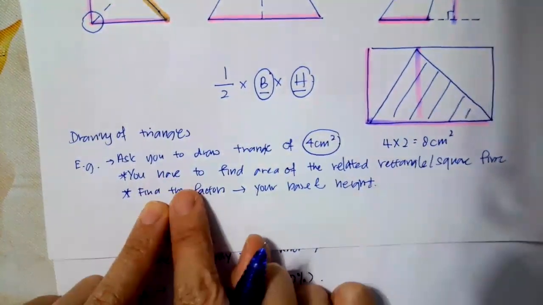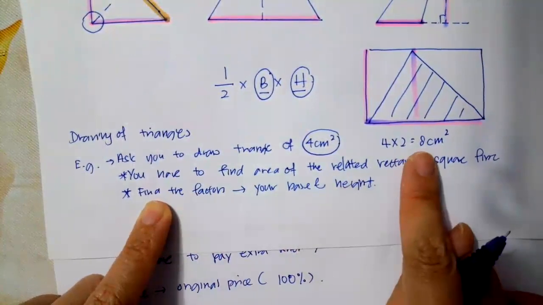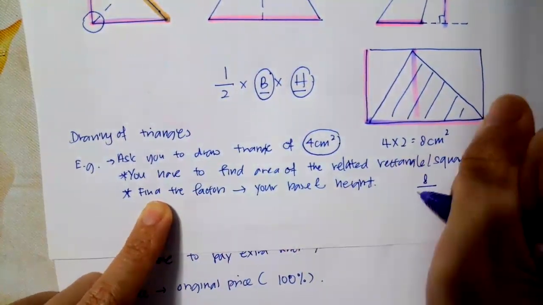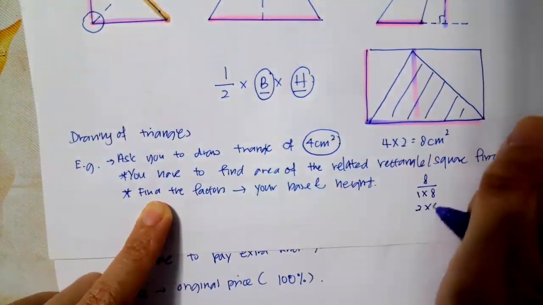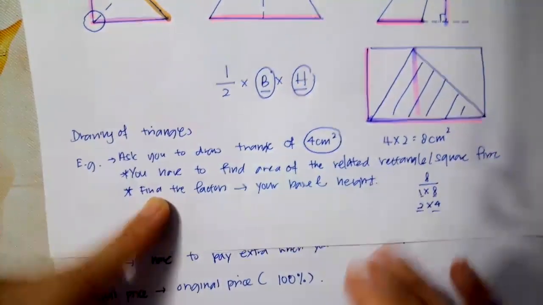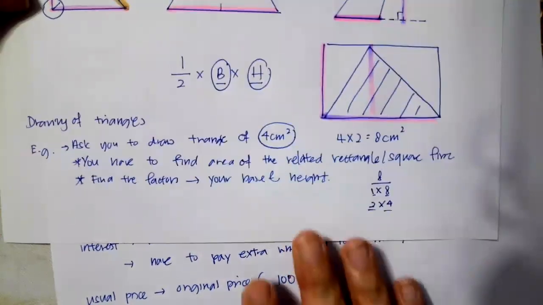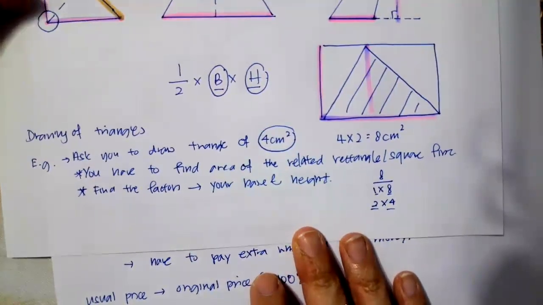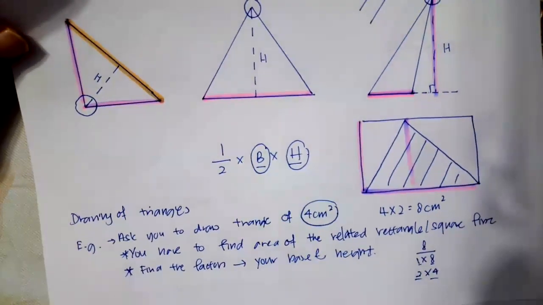Then after that, I'll find the different factors of the 8 square centimeter. So 8 is made of 1 times 8 and 2 times 4. So I can either choose 1 and 8 or 2 and 4 as the base and height of the triangle. All right. So that's it for the area of triangle. So just take note of this. Okay.